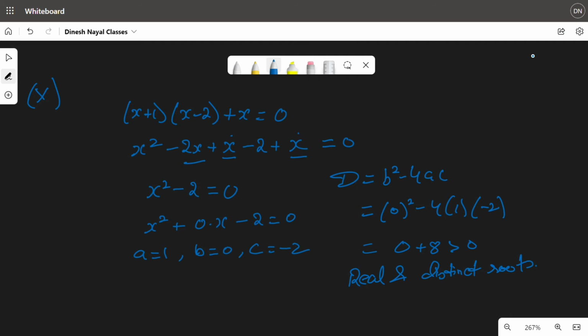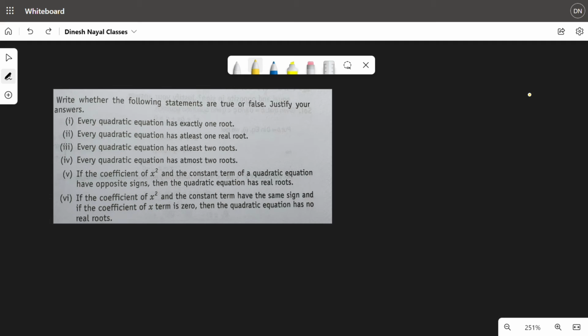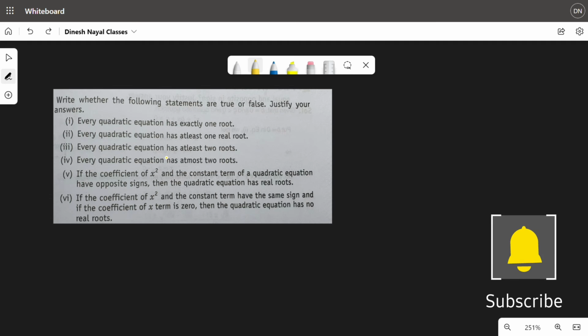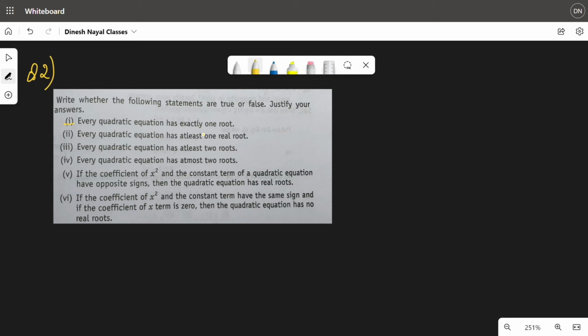Okay. Now moving on to the next question. Here is question 2. Write whether the following statements are true or false. Justify your answer. So first, every quadratic equation has exactly one root.